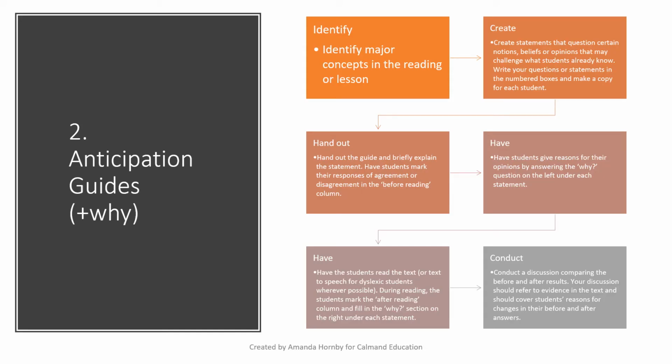Okay, so activity 2 is anticipation guides plus why. Apologies for the small font on this slide, but there was a lot of information I wanted to get down. This can be applied to fiction or non-fiction, depending on how you want to adapt it. First of all, you need to identify the major concepts of the reading or lesson, and then create a statement that questions certain notions, beliefs or opinions that may challenge what students already know. So write your questions or statements in the numbered boxes and make a copy for each of the students.